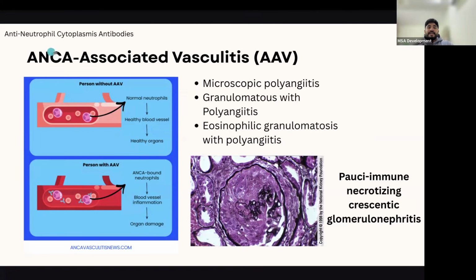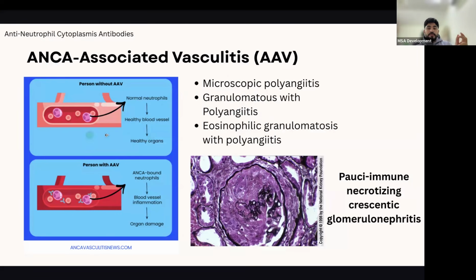Now we move to ANCA-associated vasculitis. Now, this is an umbrella term for 3 diseases: microscopic polyangiitis, granulomatosis with polyangiitis, eosinophilic granulomatosis with polyangiitis. You don't need to know all of these per the slides, but what you need to know is why it happens. So when we say ANCA, it's basically antibodies against your neutrophils.